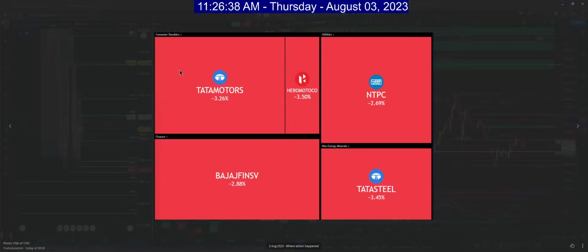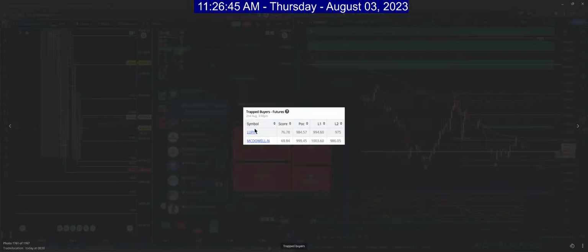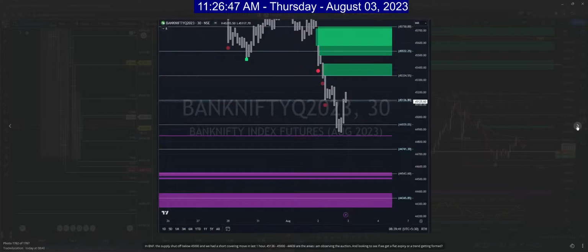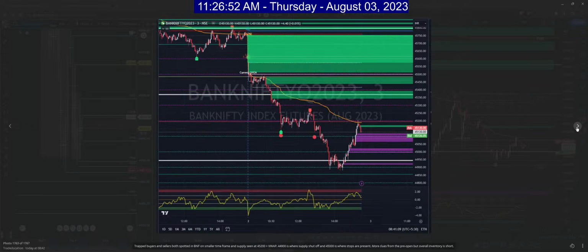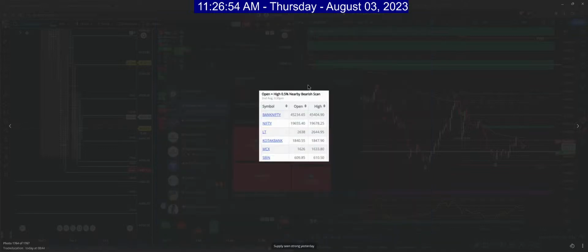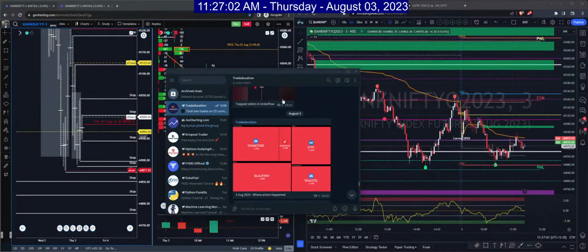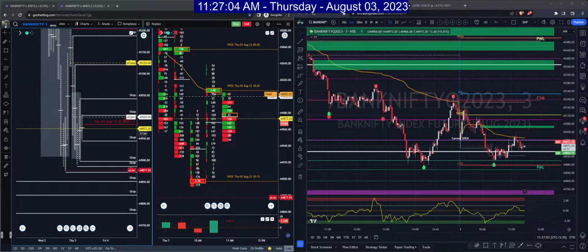So first of all, where did the action happen? This is telling me there are a lot of trap buyers. Where I'm seeing more trap buyers, Lupin and McDowell were the two stocks. I also share from the BankNifty perspective the areas and what happened, who is trapped. BankNifty and Nifty were both part of my bearish scanner. If you want to dig deeper and do further analysis, do join, because I share a lot on the Telegram channel.